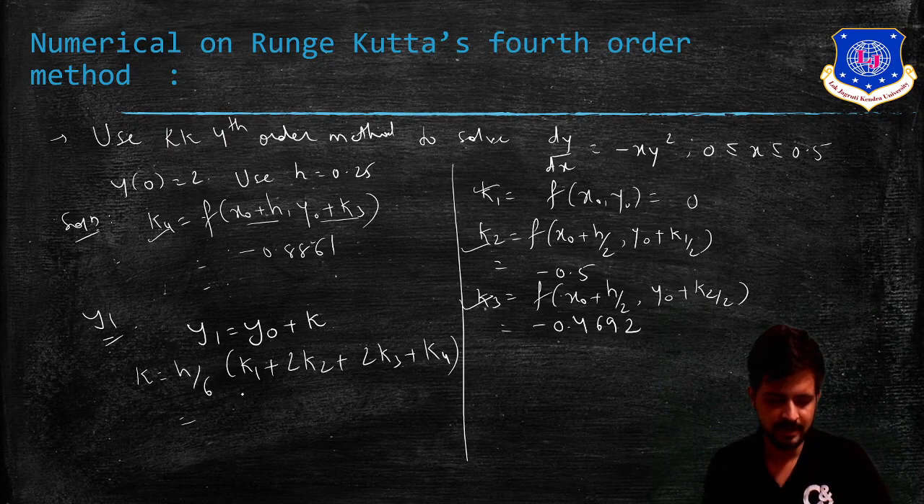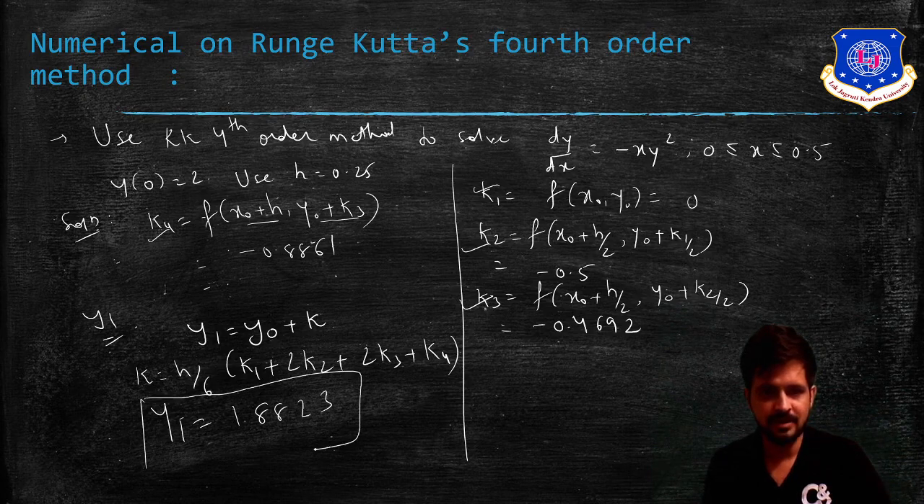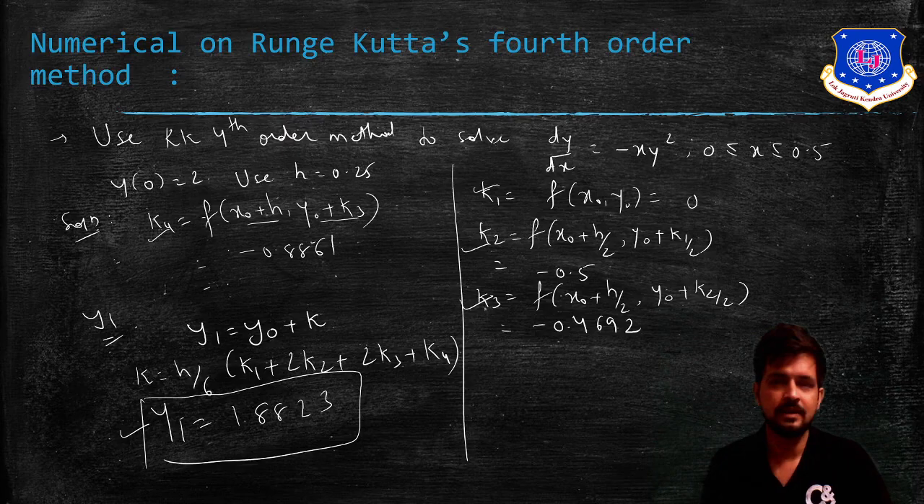So what is our k? After placing all these values, y0 plus k, so my answer for y1 will be 1.8823. Now using x1 and y1, you have to find the value of y2.